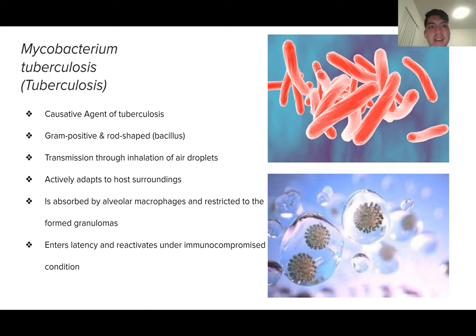Unfortunately for us humans, it has very high levels of adaptability, so that when it enters the lungs, it's going to come in direct contact with the macrophages, which are going to consume the actual bacteria. Once it's consumed, it's going to enter a stage called latency, which is basically inactivity of the bacteria. The bacteria are actually going to be stuck in chamber-like structures called granulomas. These bacteria usually aren't active unless the individual is immunocompromised. From there, they're going to reactivate and infect the lung area, which is their main target.